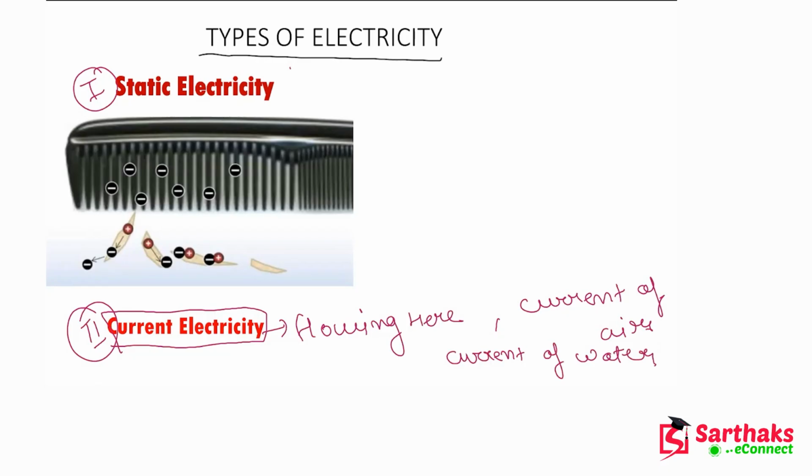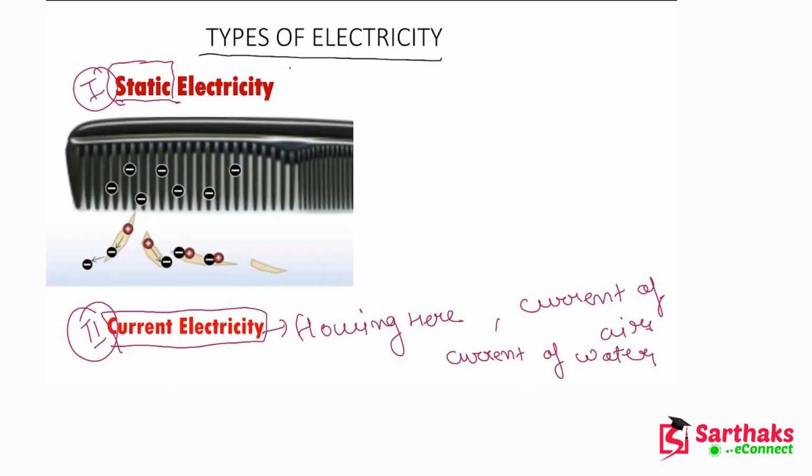But what is static electricity? You can understand it by its name, it is static. It means the charges are not running, the charges are not flowing. It is static at its position. So that type of electricity is known as static electricity. Here I have also given an image so that you can easily understand it.